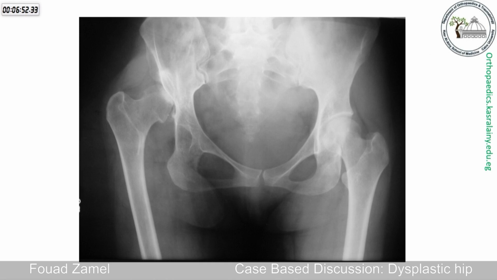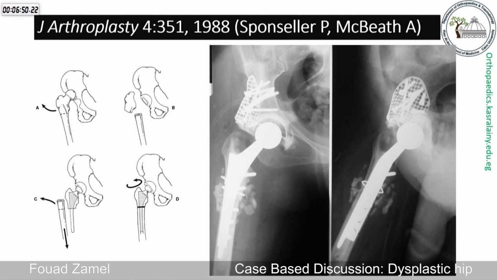Okay? Right, so basically, this is the technique I used, which is basically the Sponseller-McBeath technique of shortening osteotomy. So we did the osteotomy. I did a cemented reconstruction with a mesh and bone graft. This is a technique which I learned from Dr. Maher many, many years ago. I still cherish that technique. It works. It works.